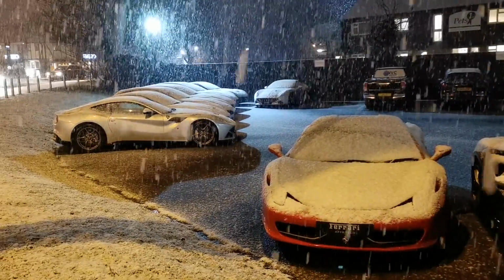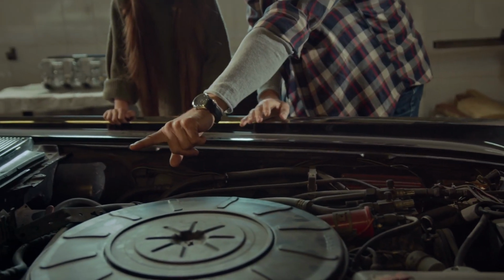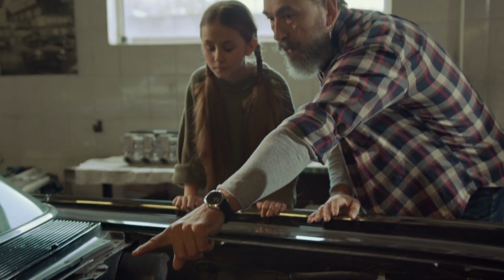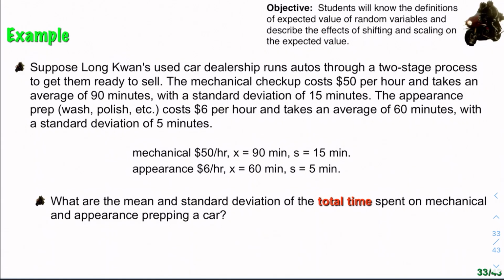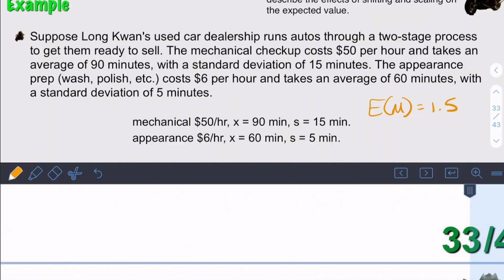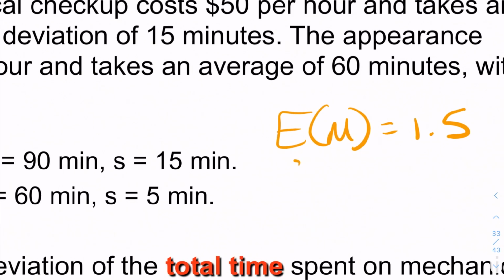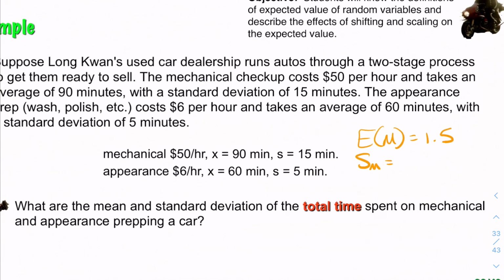So the mechanical checkup costs $50 per hour and takes an average of 90 minutes with a standard deviation of 15 minutes. So we have our expected value, or our average, for mechanical as 90 minutes. And then they talk about hours. So it's 1.5 hours is 90 minutes. And our standard deviation of M is 15 minutes, which is a quarter of an hour. These are in hours because I want to be able to use the dollar amount.